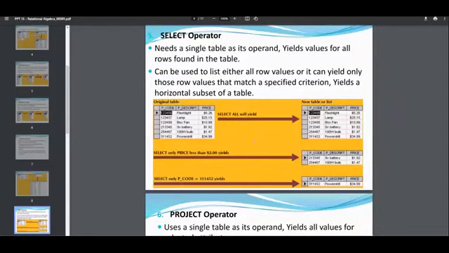Then select operator, read and understand these concepts.